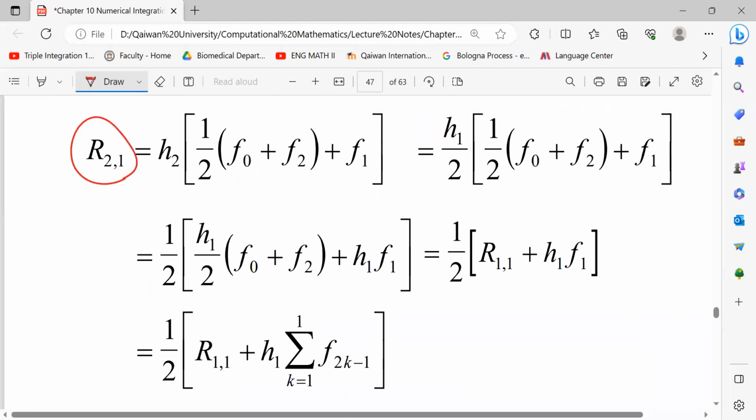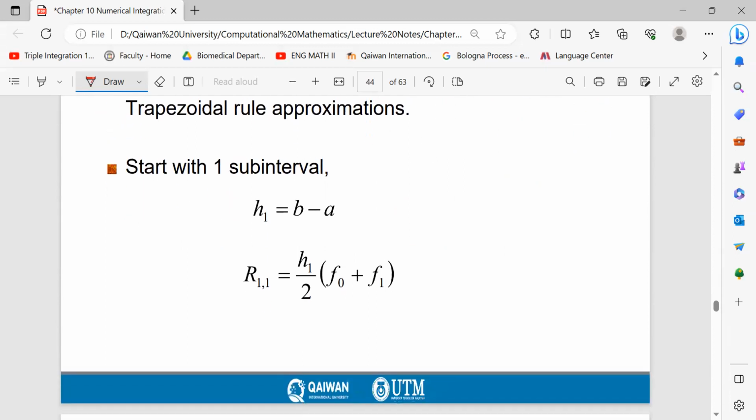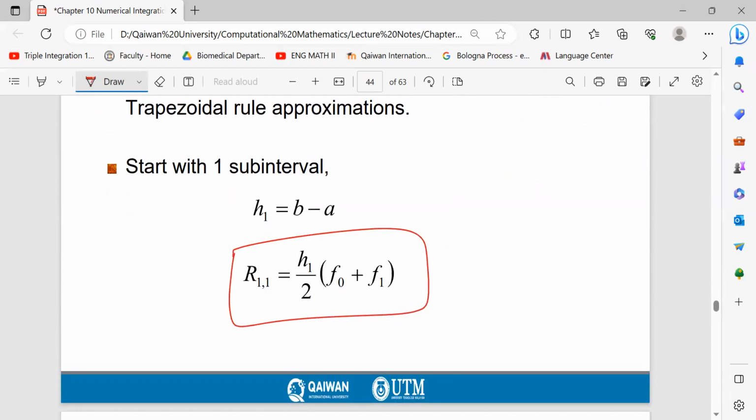R21 is equal to R11. We already found R11, the first R11 that you found. That's it, this is R11. It's H over 2 times... so H1 over 2 times F0 plus F1, as you have only two points, X0 and X1. Here we have only one subinterval.